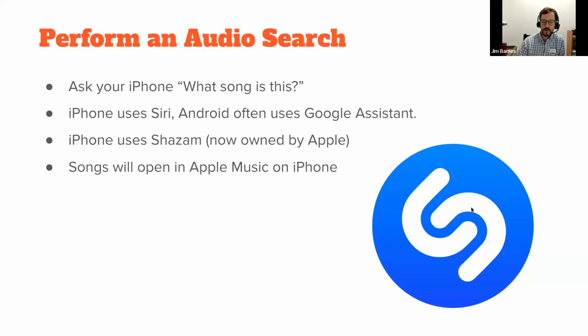So when you say, hey Siri, what song is this? It actually comes up with this Shazam icon on the iPhone screen now, and that's what it's using to find what song you're listening to. It'll tell you what song it thinks it is, and it'll pop up with Apple Music, so you can listen to it right in Apple Music if you want. And then on Android, it uses Google Assistant, and it'll play in the Android version of that app.